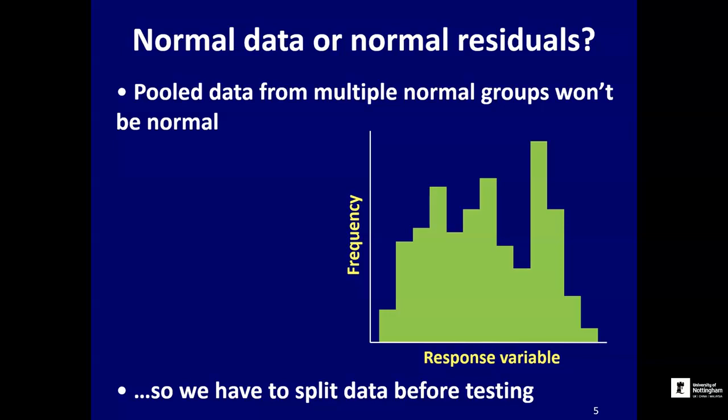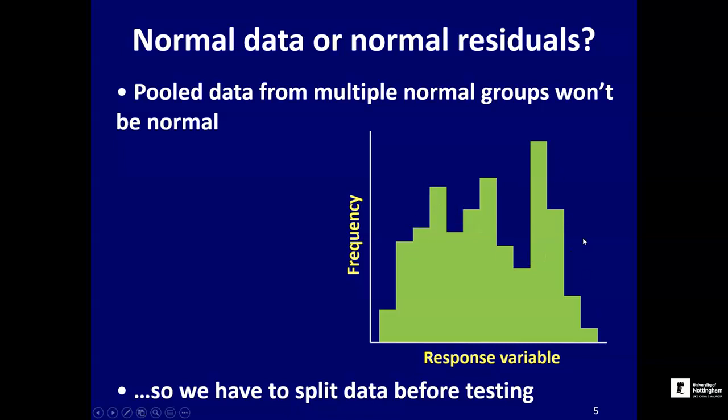So if we pooled all of the data together, there are lots of reasons why it wouldn't be normally distributed, even if the underlying samples are normally distributed. So for example, if you look at this frequency histogram here, it's a bit lumpy, but it fairly obviously has 2 peaks. It's what we call a bimodal distribution.